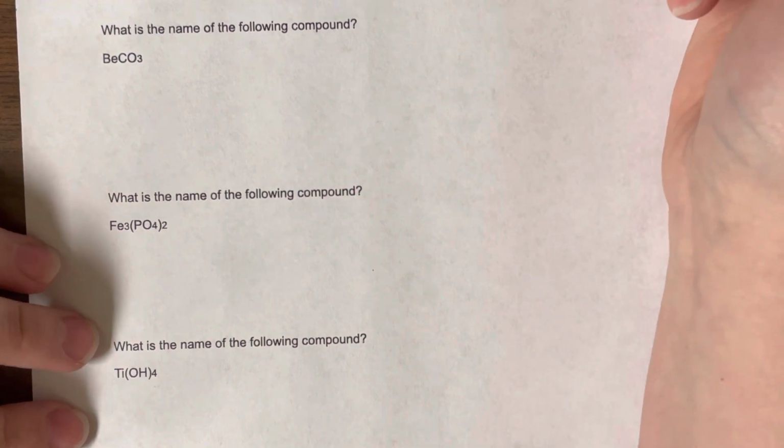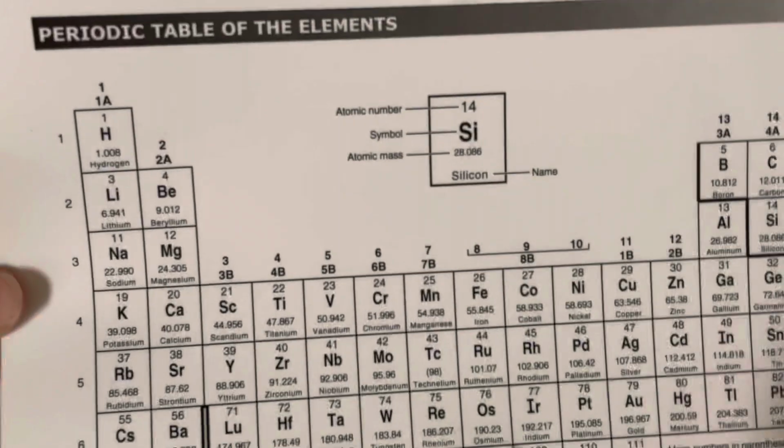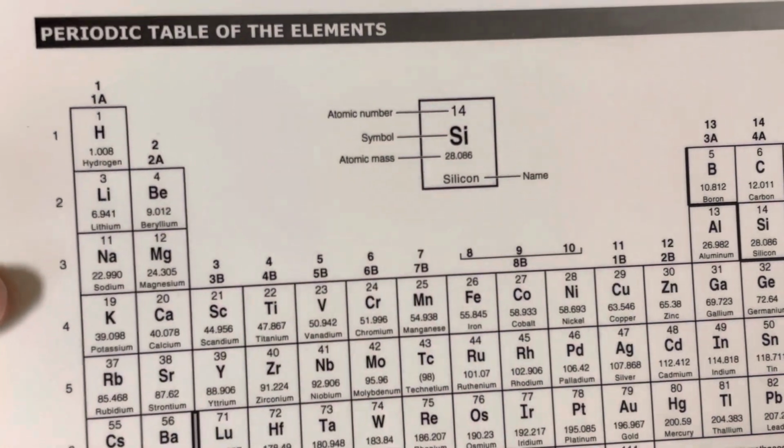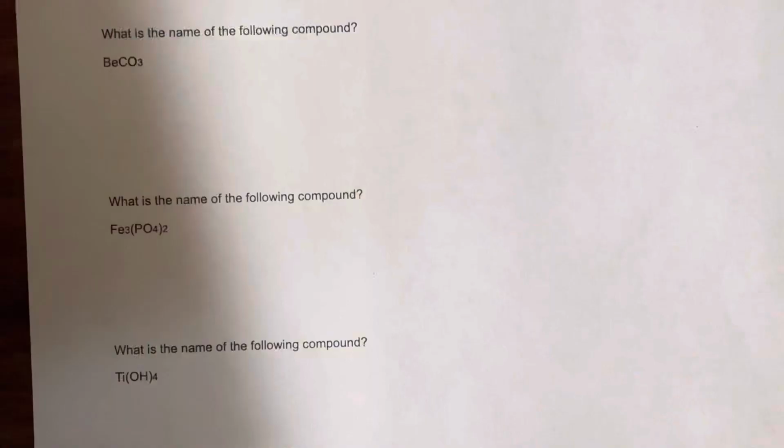What is the name of the following compound? BeCO3. First, I'll identify my cation. My cation is Be. It is beryllium, and it is in the first two columns, which makes that a representative metal, so I do not need to state the oxidation state, so I can just write beryllium.